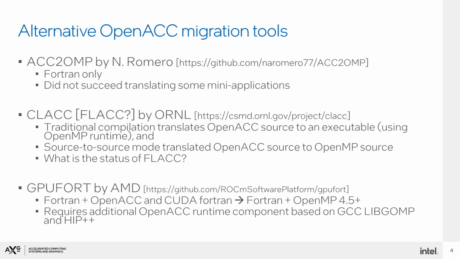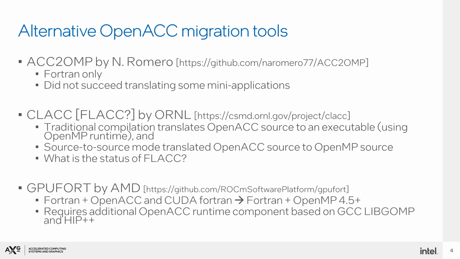So what are the OpenACC migration tool alternatives that we know? The first one that we knew was ACC to OMP, which was developed by Nicole Romero. That supported Fortran-only applications, so more or less it supported what we needed for starters. But we had some issues when translating some mini applications, so we decided to start from scratch, creating this translation tool. Another alternative that we know is Clacc, which is developed by Oak Ridge, by ORNL, right? It has two modes of invocation, or two modes of working.